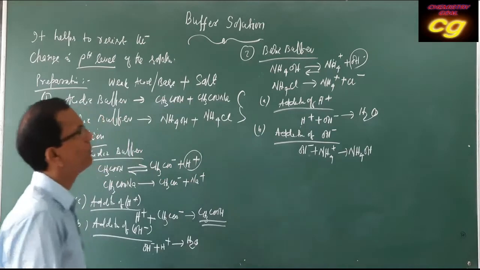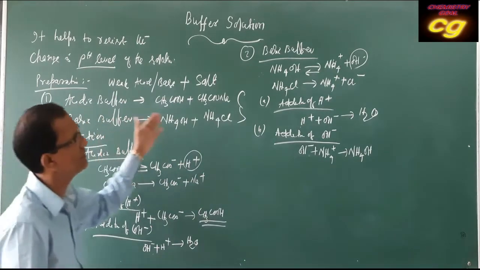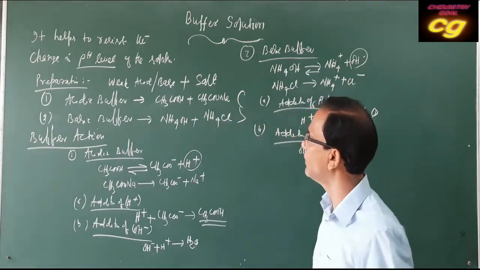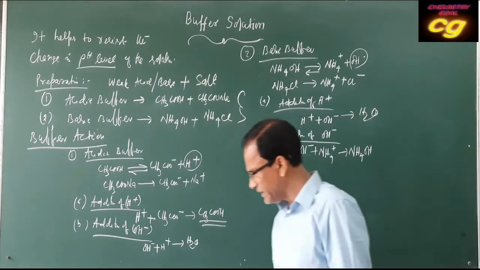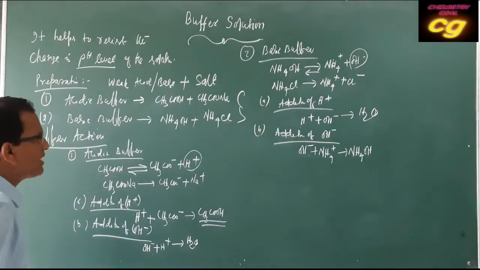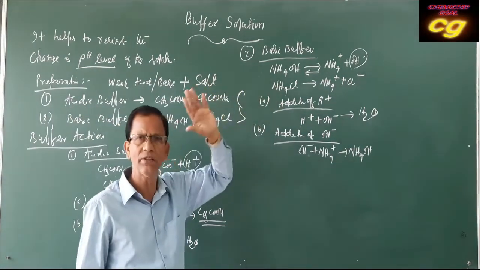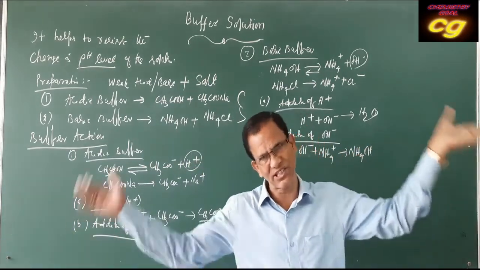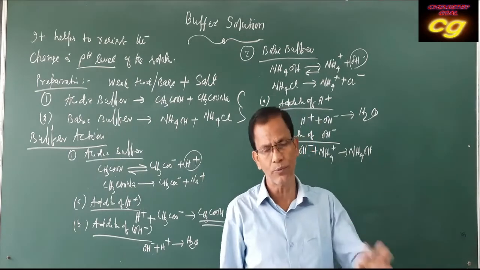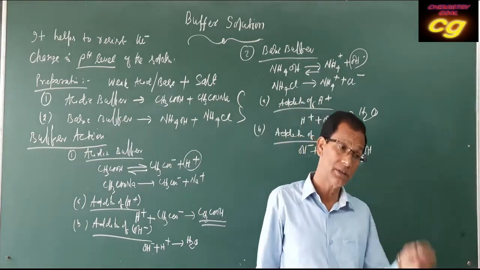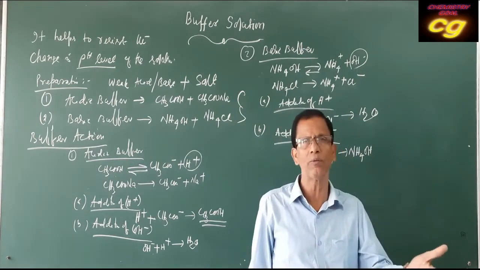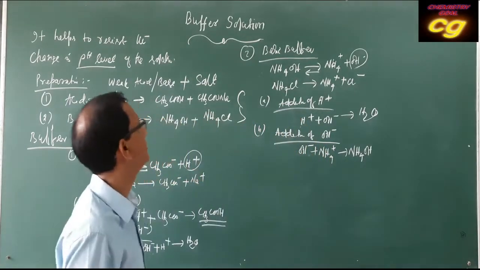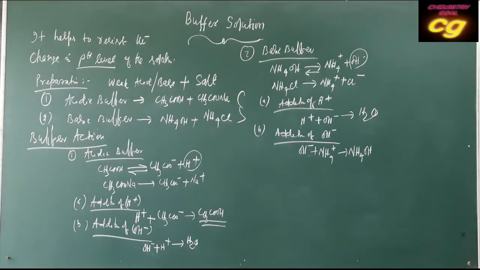So this is regarding buffer action, how the acidic buffer and basic buffer maintain constant pH level on addition of acid and base. That is called buffer action. The important thing is that a buffer solution maintains constant pH, but you have to add only a little. If you add excess acid, the pH level will not be controlled. But if you add a little amount of acid or base, there will be no change in pH. That is called buffer action. Then what is buffer capacity?